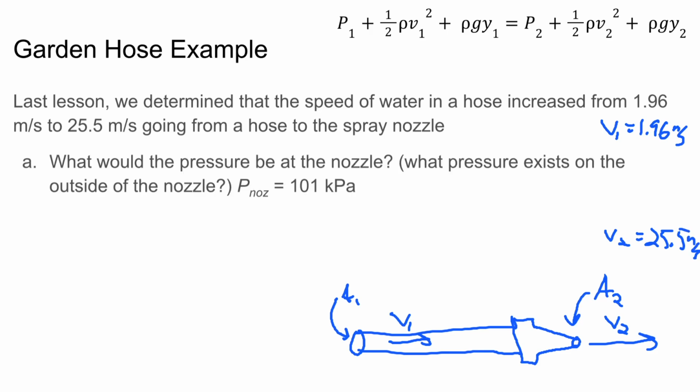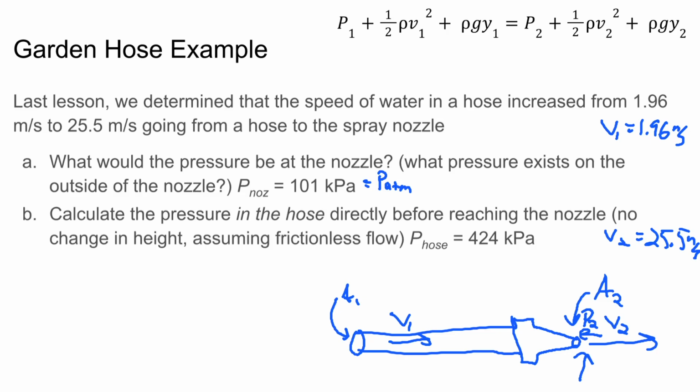All right, so first question: what would the pressure be at the nozzle? Remember the nozzle right here, there's going to be some inward pressure, going upstream from the downstream, or the outside environment, relative to the water in the hose. And so we could call that P2. And that P2, or that P at the nozzle, is going to be the ambient or environmental pressure, which probably is our atmospheric pressure, right? So P_atm. And as we know, that's 101 kilopascals or 101,000 pascals.